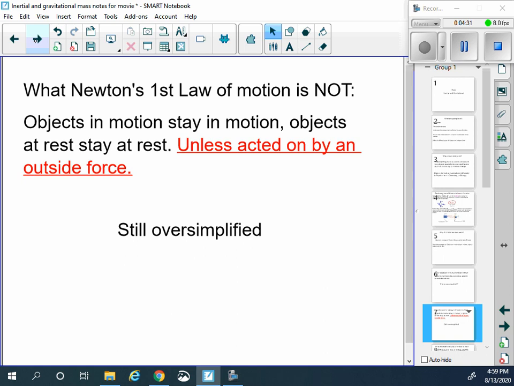Sometimes people give a slightly more involved statement. They'll say, well, an object in motion tends to stay in motion, while objects at rest tend to stay at rest, unless acted on by an outside force. And that sounds more accurate, but it is still completely wrong, because it's still way too oversimplified.